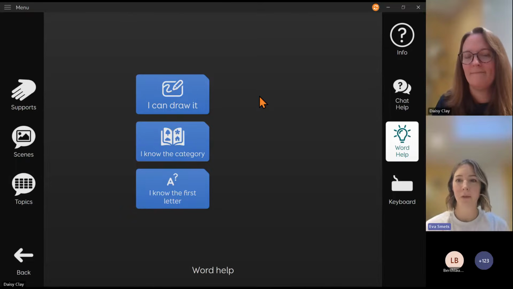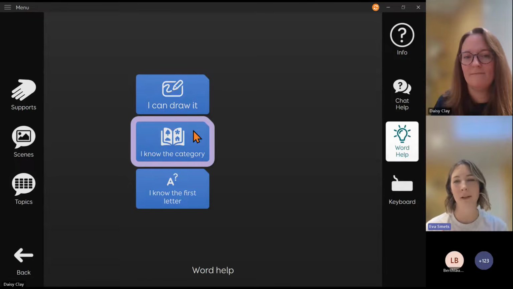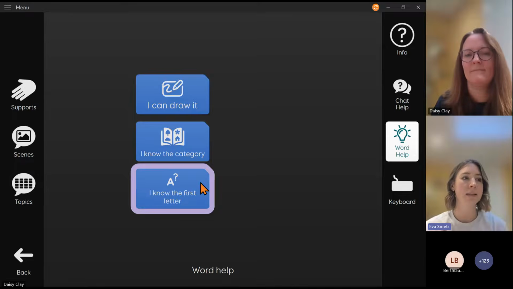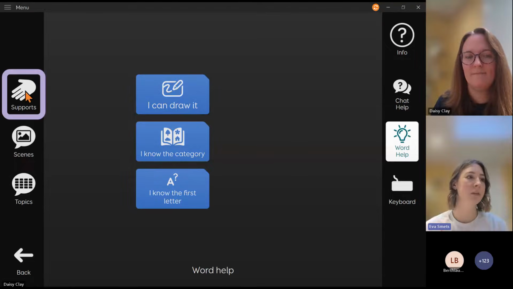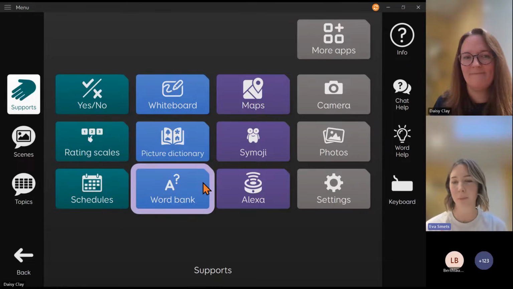So in Word Help, you can see 3 cells on the screen. We've got I can draw it, I know the category, and I know the first letter. And these actually mirror sections which are in Supports. They mirror the whiteboard, the picture dictionary, and the word bank.